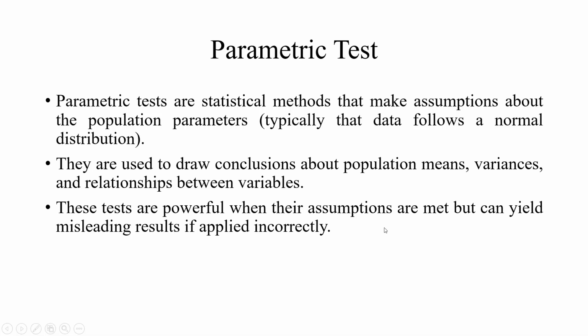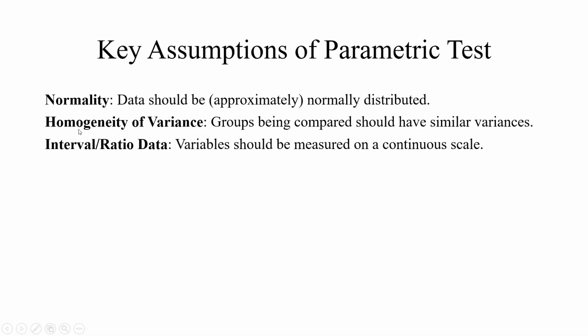Now, what are these assumptions? Let's see. The first one, data should be approximately normally distributed. Homogeneity of variance. Groups being compared should have similar variances. Interval ratio data. Variables should be measured on a continuous scale.